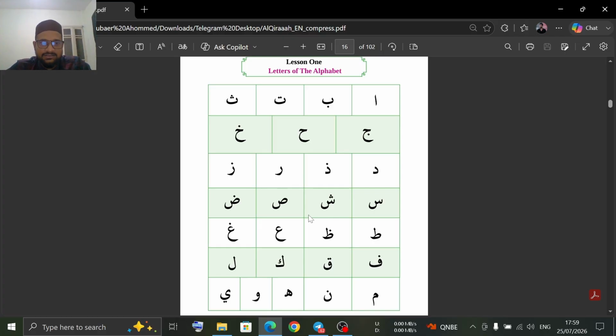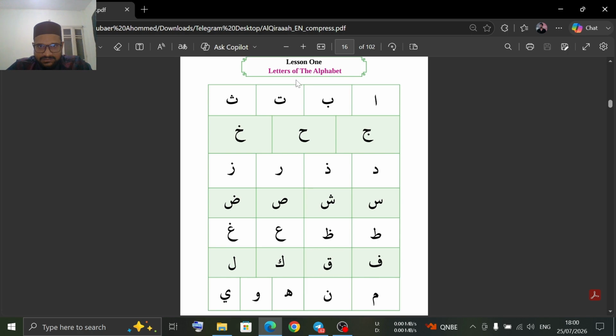Today's goal is simple: to become familiar with all 28 Arabic letters. Okay, don't worry about memorizing everything today. Just listen carefully, repeat after me, and enjoy the learning process. Okay, let's begin.